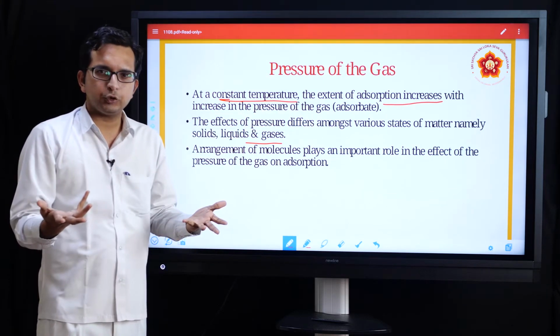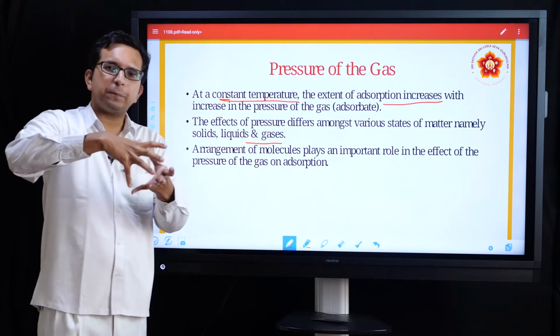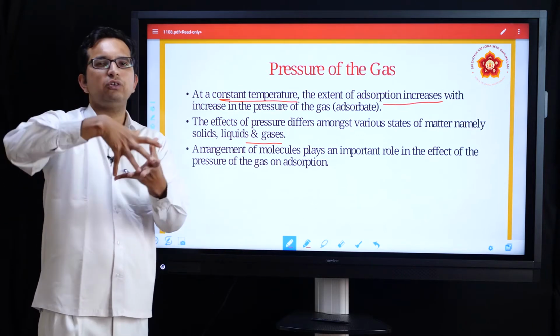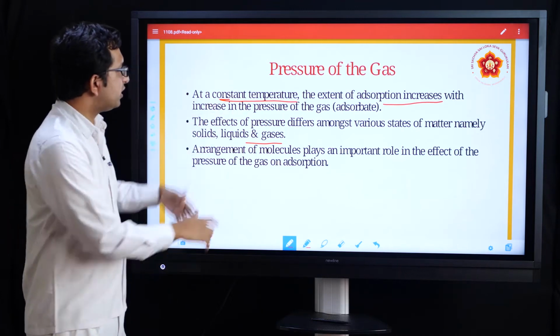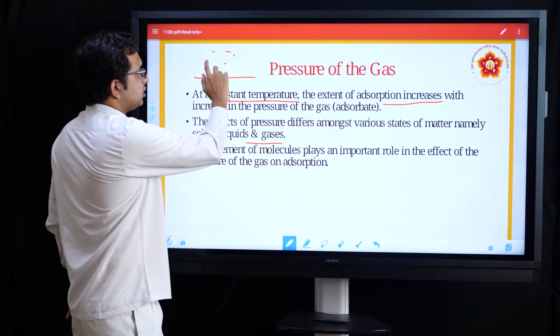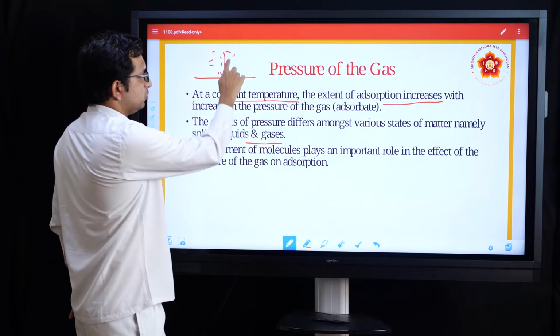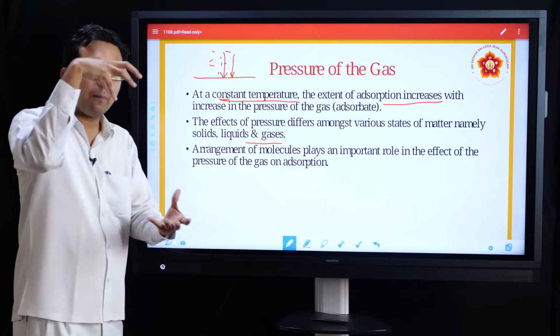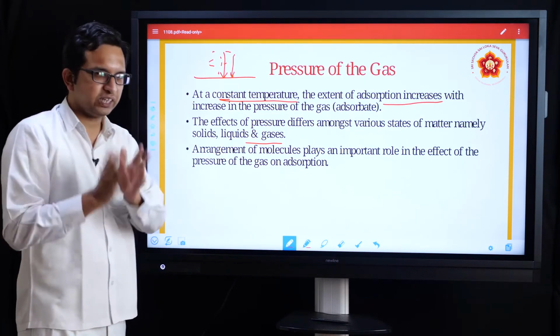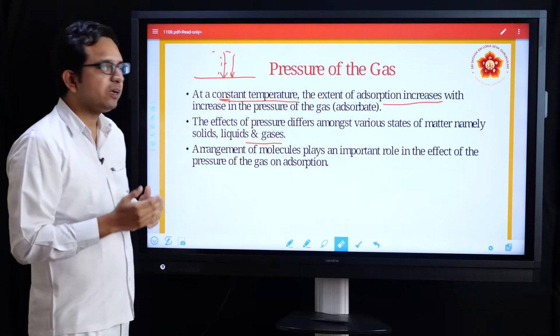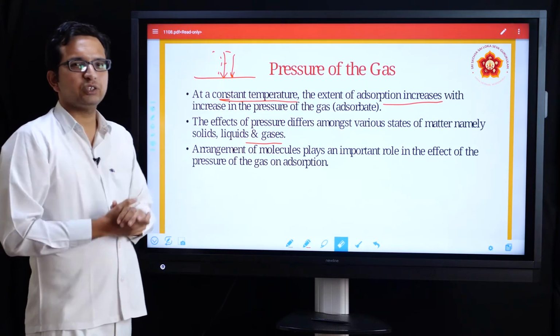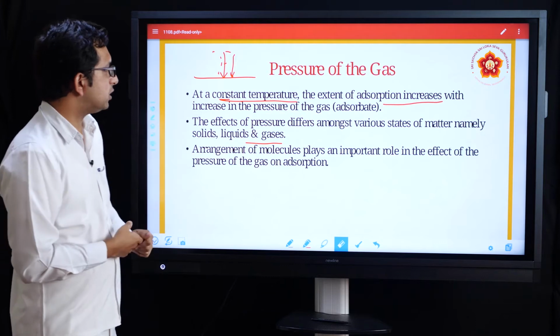Why is it directly proportional? Because increasing pressure means what? You are trying to get them together. So the surface which is there, if you put pressure on these molecules, naturally these molecules will be coming onto the surface, basically to say that both will be coming as close as possible. So this is how pressure plays a role.